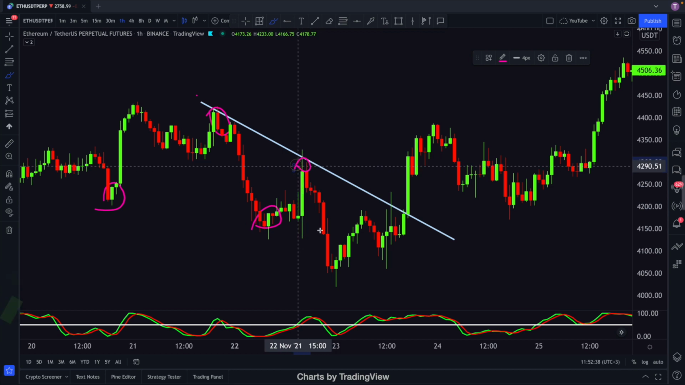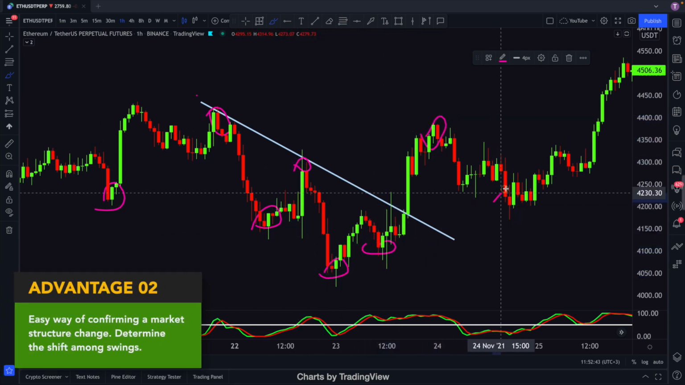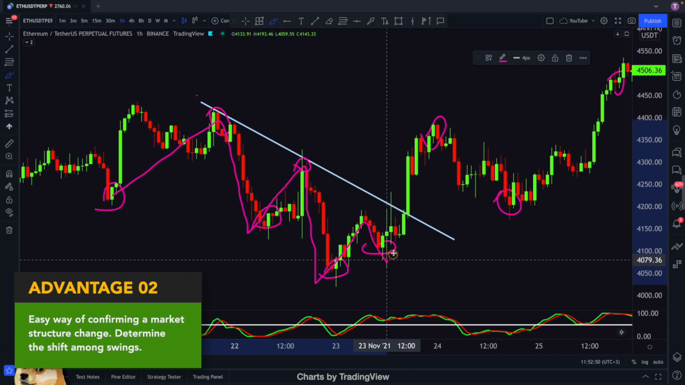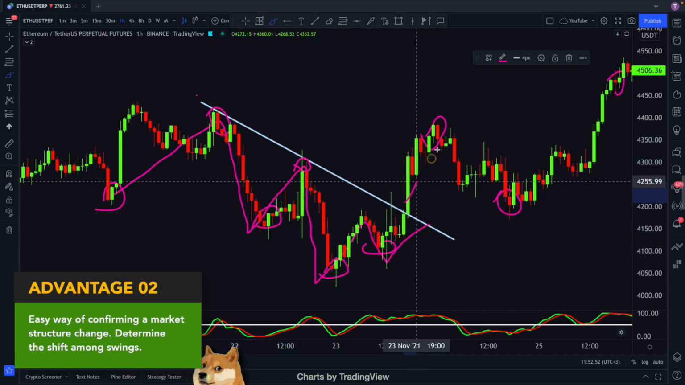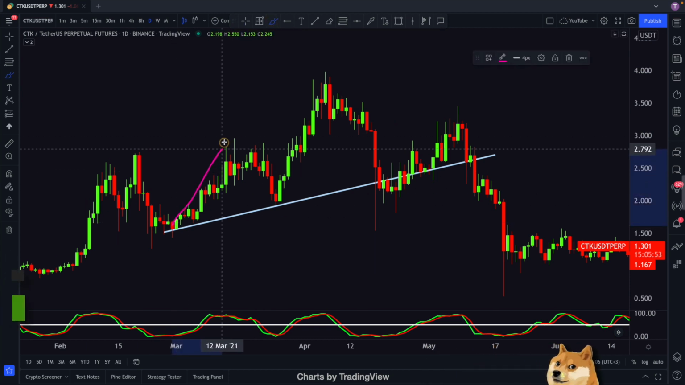2. It's an easy way of confirming a market structure change. You can easily determine the shift from higher highs to lower highs, or vice versa. So a good way to determine the trend change, and it allows us to decide about our positions to take profit or not. 3. Easy to measure taking profit points.